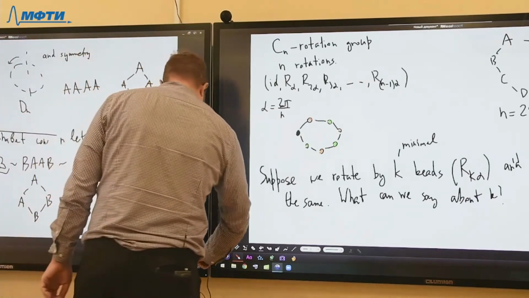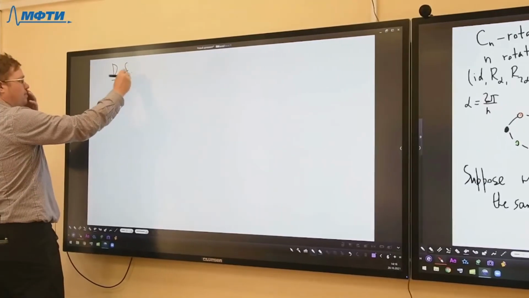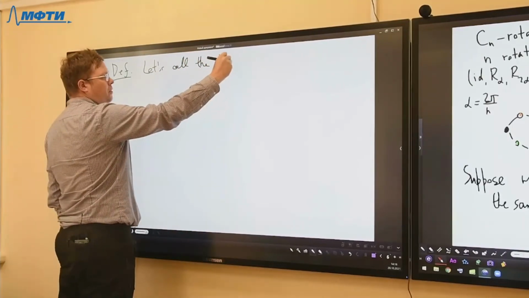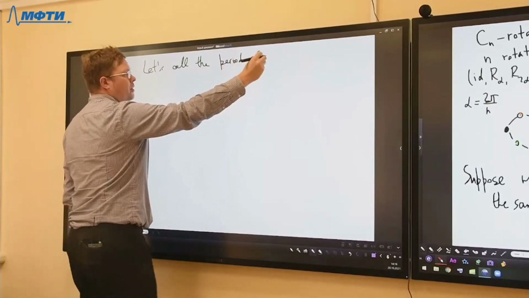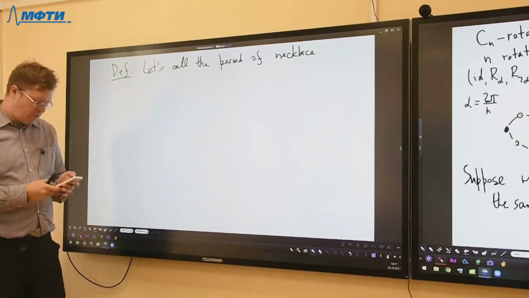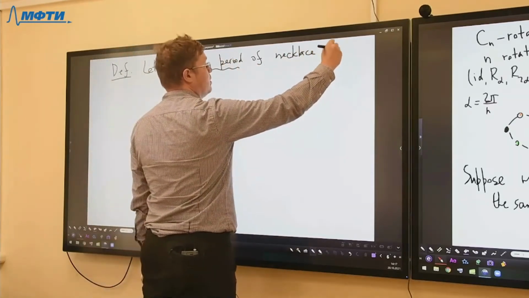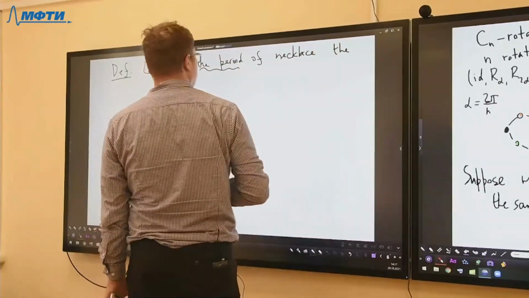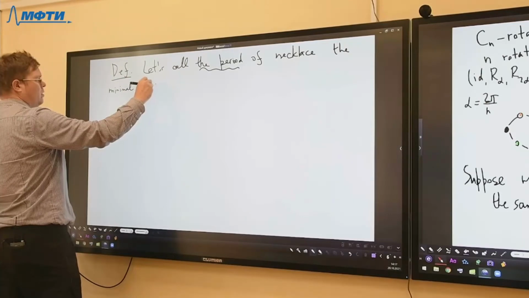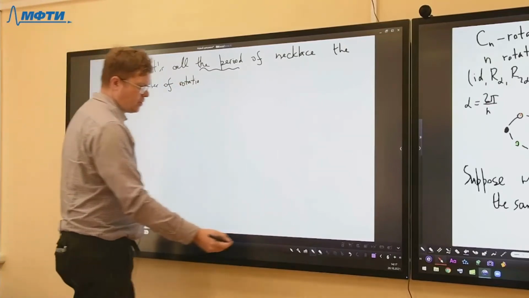Okay, let's prove some lemmas. Let's call the period of a necklace the minimal number of rotations, maybe the minimal number of shifts.